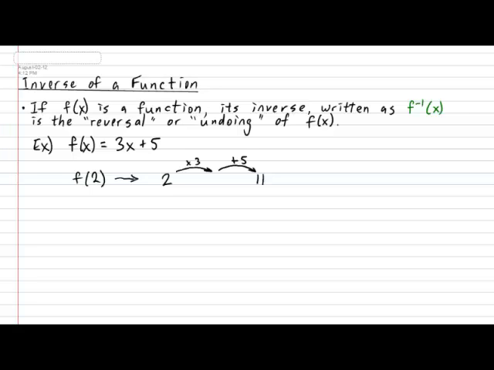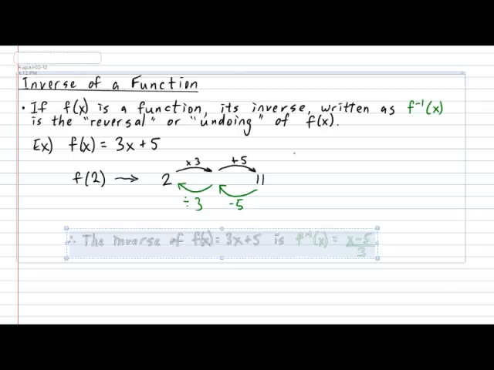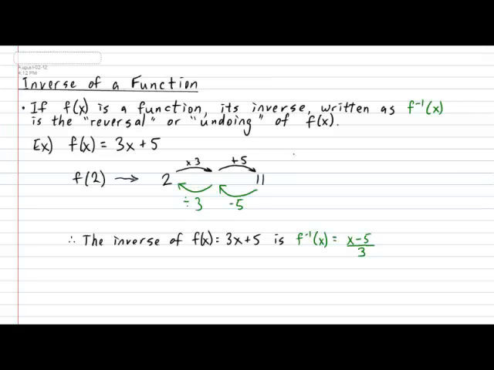Now the inverse, which I'm going to write in an important color, is quite easily its reverse. If you go backwards, first you have to subtract by 5, and then you have to divide by 3. So therefore, we can say that the inverse of 3x plus 5 is x minus 5 divided by 3. As you can see, it's just as straightforward as reversing all your steps.